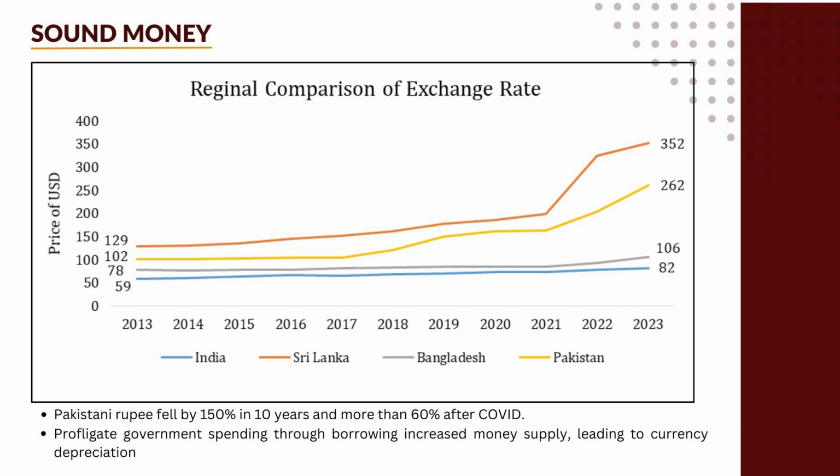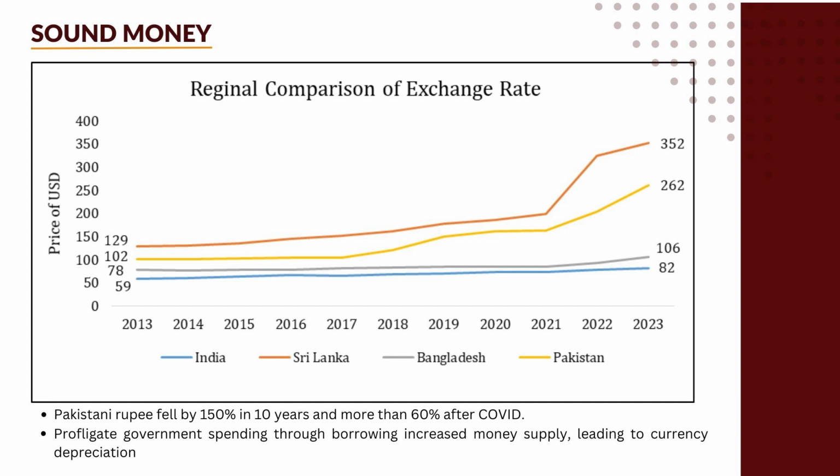And if we look at Bangladesh, the exchange rate was around 78 taka in 2013, and it depreciated to around 106 taka in 2023. In contrast, Sri Lanka and Pakistani currency has remained volatile, especially after COVID. The exchange rate of Pakistan was around 102 rupees in 2013, and it has depreciated to around 262 at the end of January 2023.